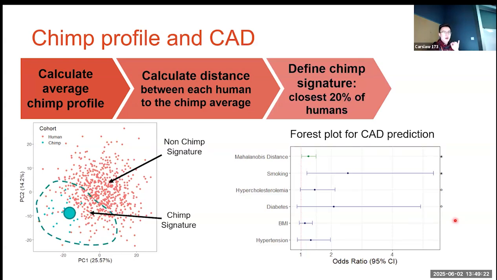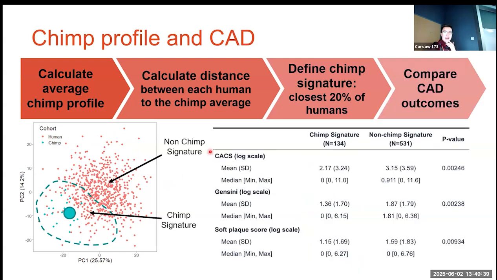And then we could also binarize this. So looking at like a chimp signature, so just taking like the 25% of humans closest to this average, and then if you compare them to the people who are sort of far away from this average, and we look at their coronary artery disease outcomes. So here, this CACS, Gensini, and soft plaque score are like different types of outcomes for coronary artery disease. And what we found was that the people who were closer to this chimp signature average were much healthier compared to those who were further away, which is quite interesting.